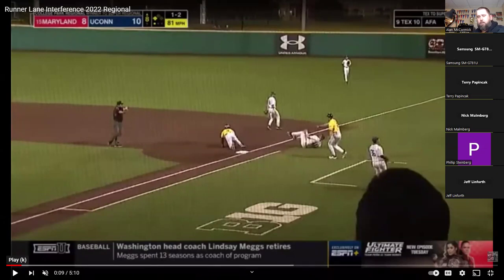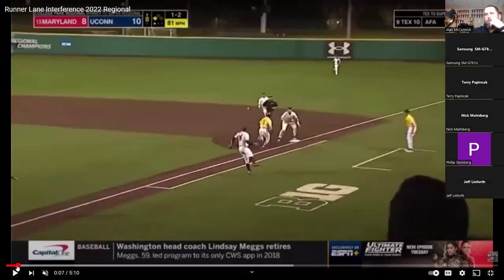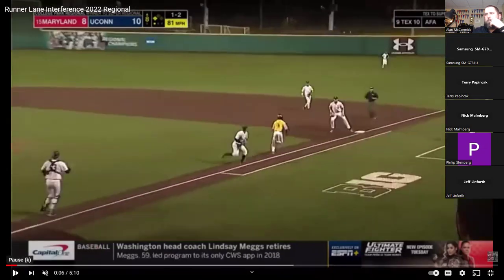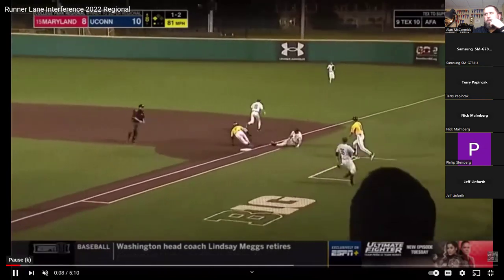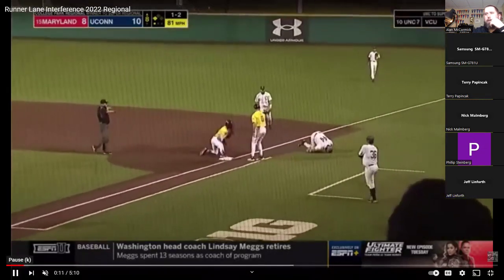Based on the way the batter runner bounced after contact, it looks to me like he was trying to pull up at the last second as much as anything. So I got nothing for malicious contact there. Yeah, he's just bracing for contact there.